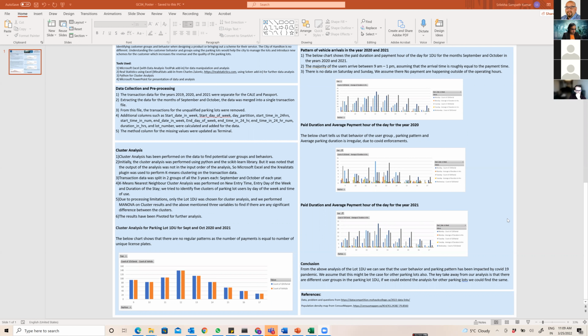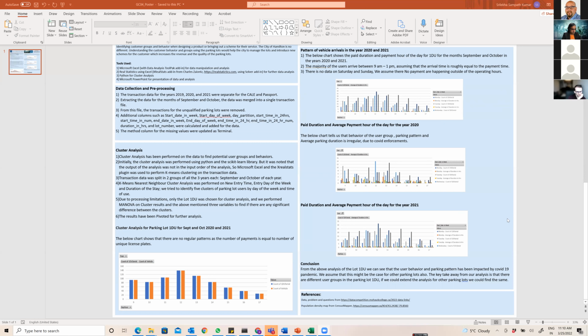Microsoft Excel. We performed the cluster analysis on one of the lots, 1DU, on three variables: start date, start time, and the weekday. On performing it on these three, we were able to find the clusters. From the feedback of the Python, we were using the elbow chart to determine how many clusters we need. The elbow chart told us that 5 clusters would be appropriate to separate the groupings.